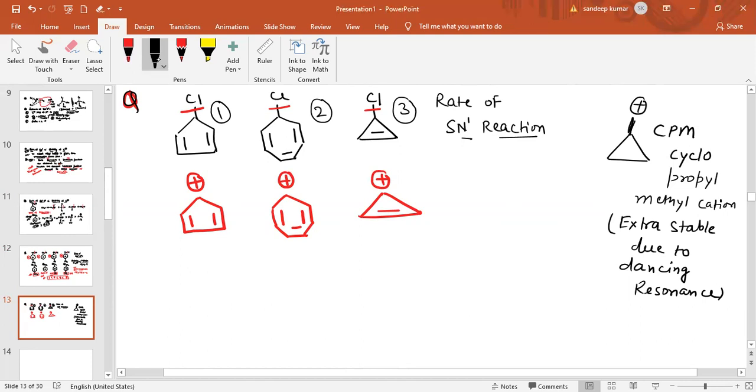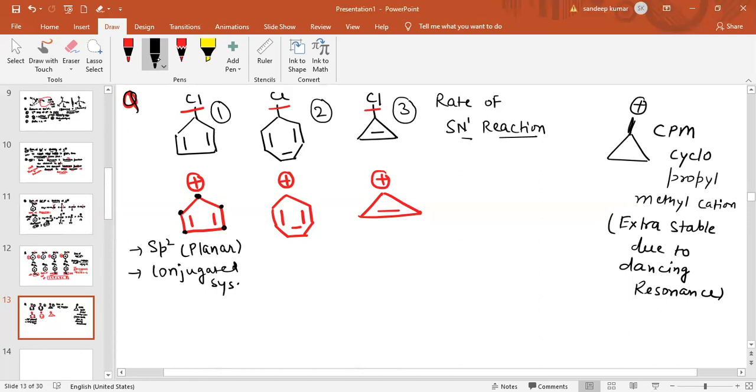Now see, in the first compound, each and every carbon atom of this compound is sp2 hybridized. sp2 hybridized means planar. So this is planar. Yes. Positive charge, single bond, double bond, single, double, single, then positive. It means the second condition is also fulfilled. This is a conjugated system. The second condition is also fulfilled.